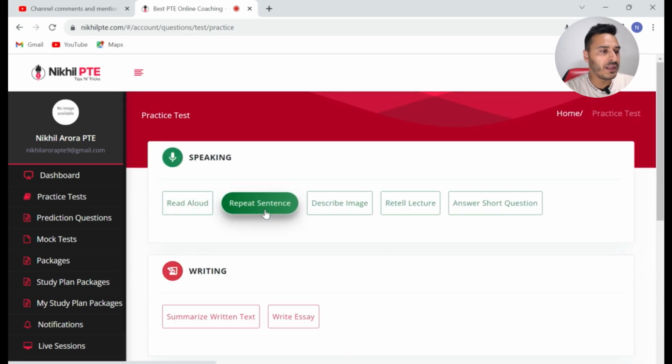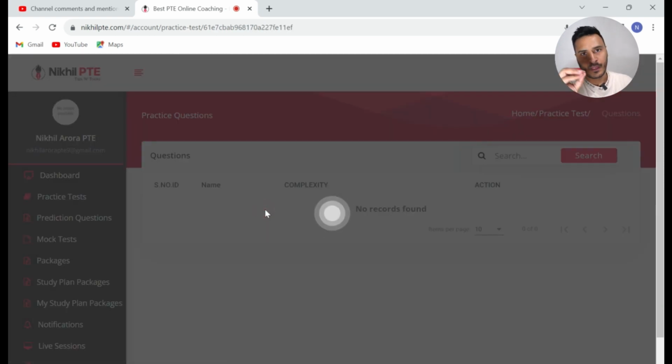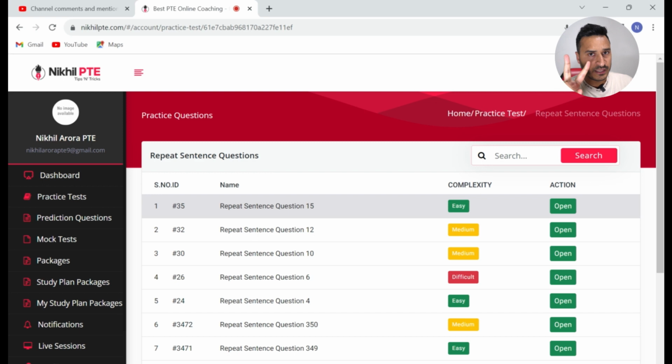So we will mainly focus on repeat sentence in this video. Firstly, there are 2 types of sentences that may come in your real exam: long and short. Short sentences mean 5 to 8 words in the sentence. If you are getting long sentences, that means you are getting more than 8 or 10 words in your repeat sentence. So the main thing is how we can achieve a good score.